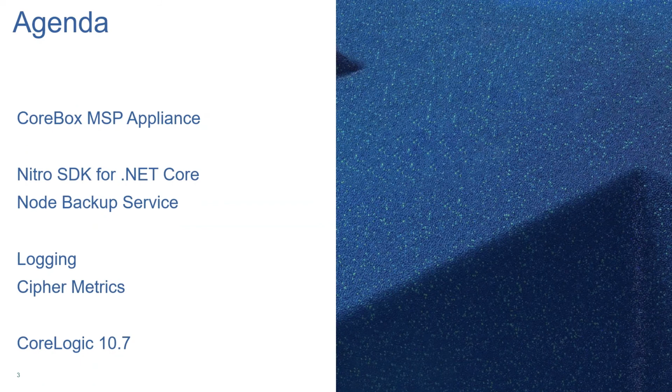Next, we are going to talk a bit about our Nitro SDK for .NET Core and our node backup service running on top of that SDK. After the Nitro SDK, we will look at how we can process logging messages from Citrix ADC and how it allows us to enhance metrics that we can pull out of it. Finally, we will explore CoreLogic, our configuration framework for ADC, while also circling back to logging to troubleshoot configuration issues. This is going to be a packed session, so let's get started.